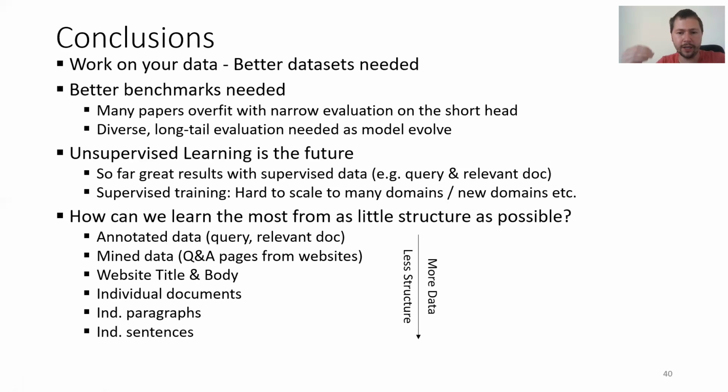And the question is, how can we decrease the need for highly structured data? So how can we go away from annotated data and maybe go to mined data, or go from mined data to website title and body data, like data in the markup? Or how can we just work with structure in the document? In a document, we also have a lot of structure. We have paragraphs. We know it starts at some point, and then we have some coherent story usually in documents. And how can we exploit the coherent story in the document to train good embedding models?